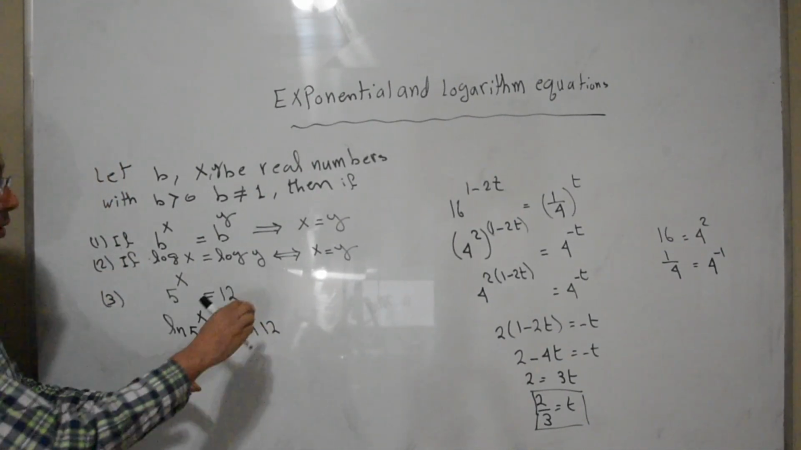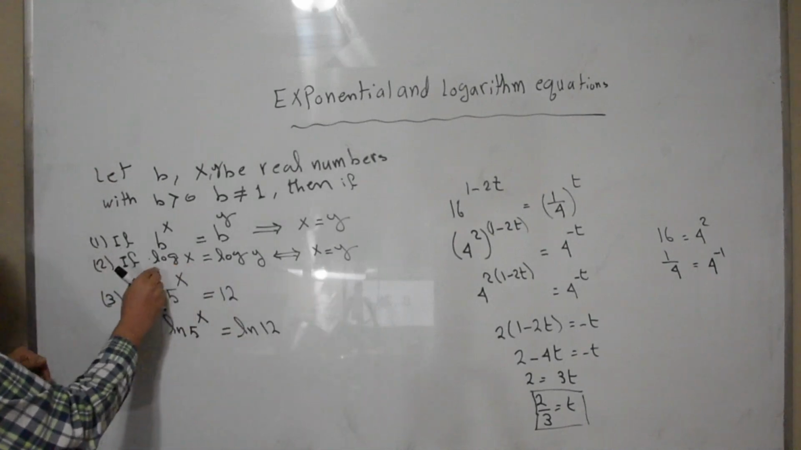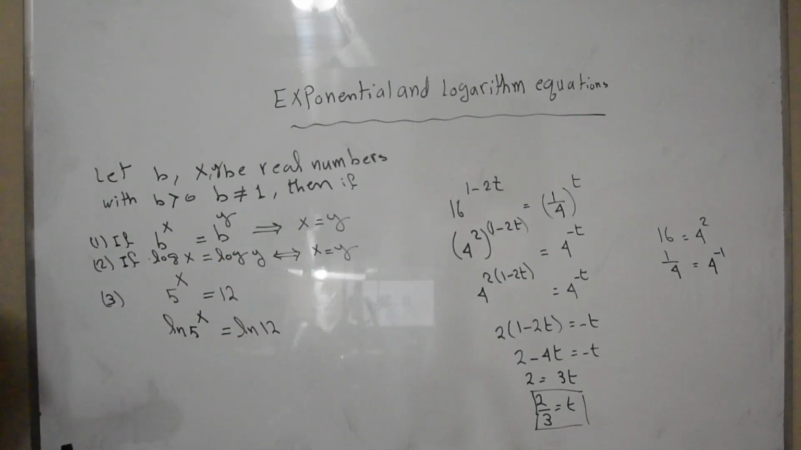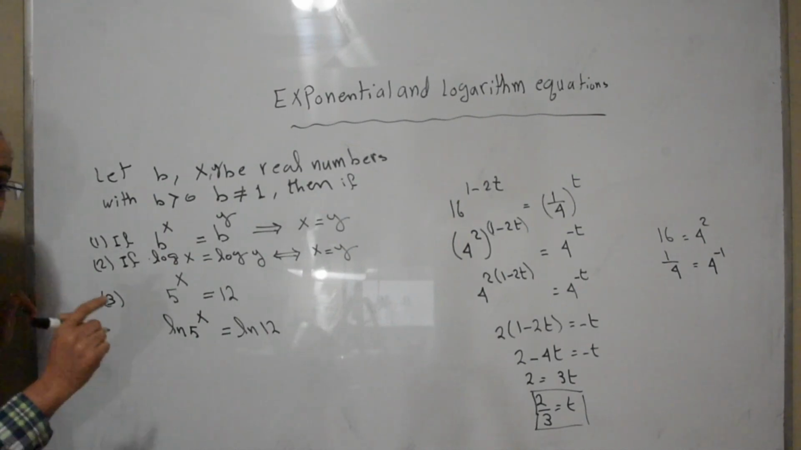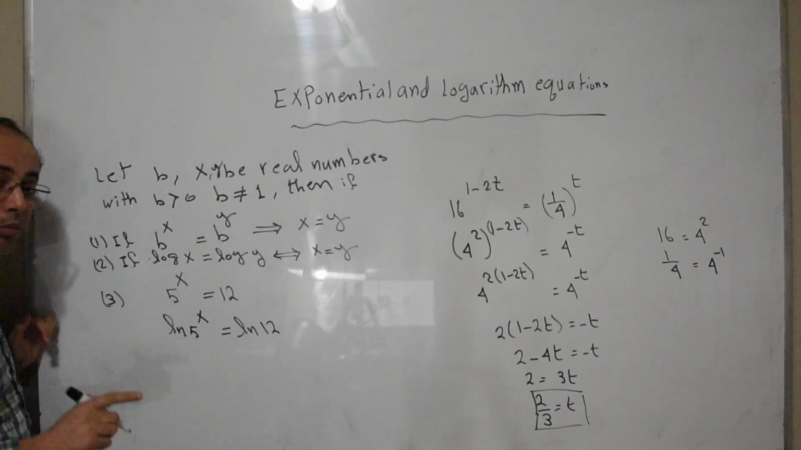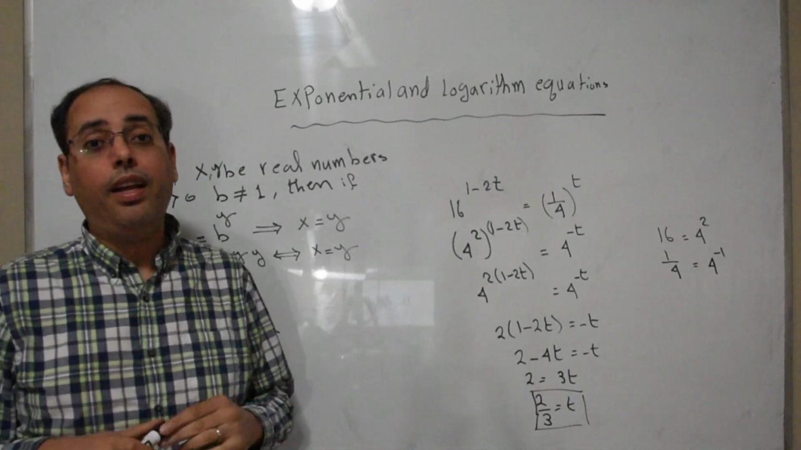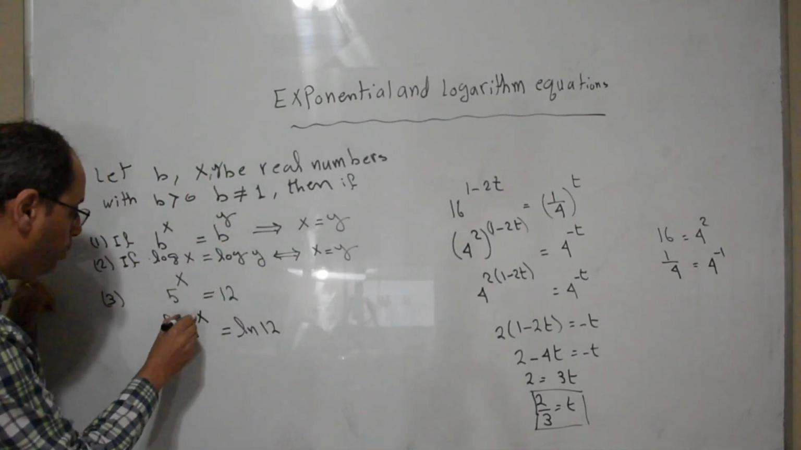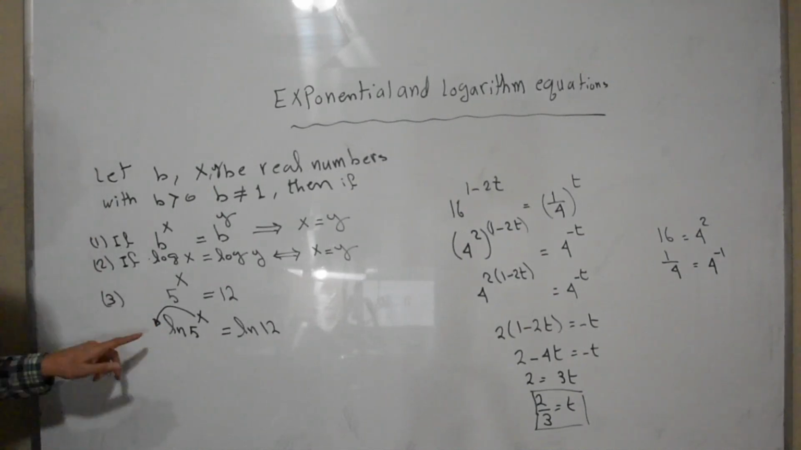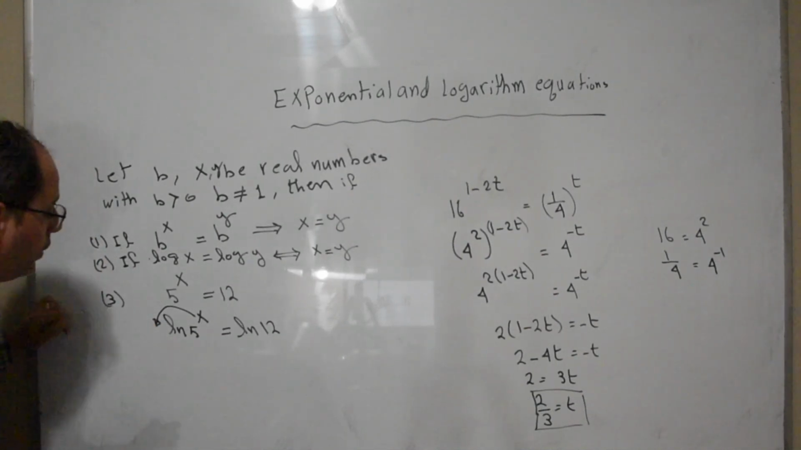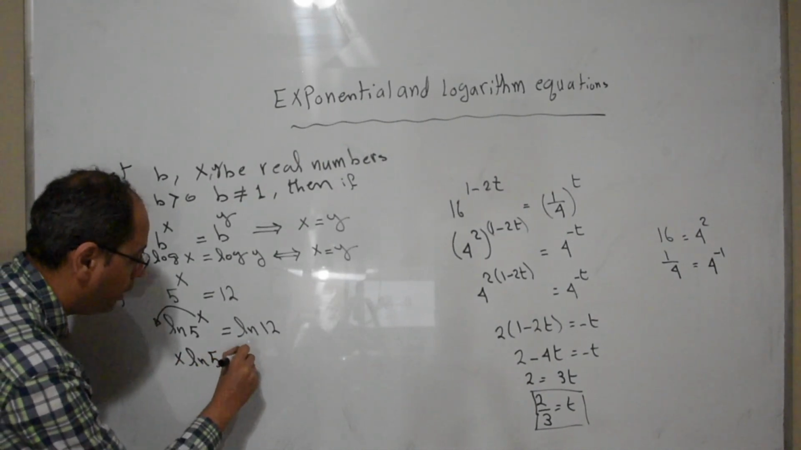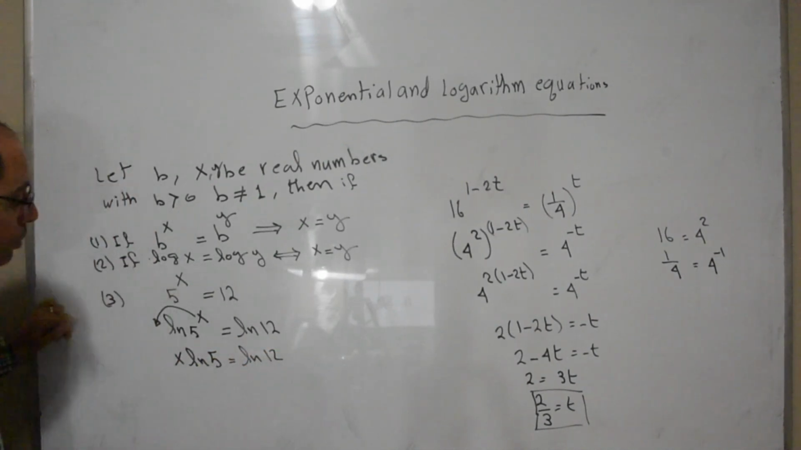Is that clear so far? x equals y implies that log x equals log y, or natural log x equals natural log y. Okay, now I can solve for x. But I know there is a rule we have learned before, the power rule. So I move the x in front of the log. So I have x natural log of 5 equals the natural log of 12.